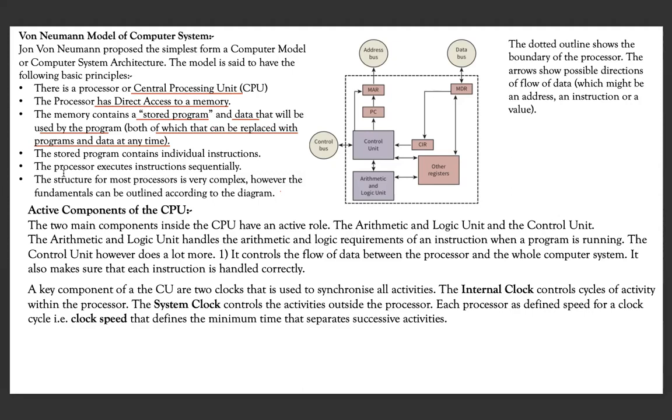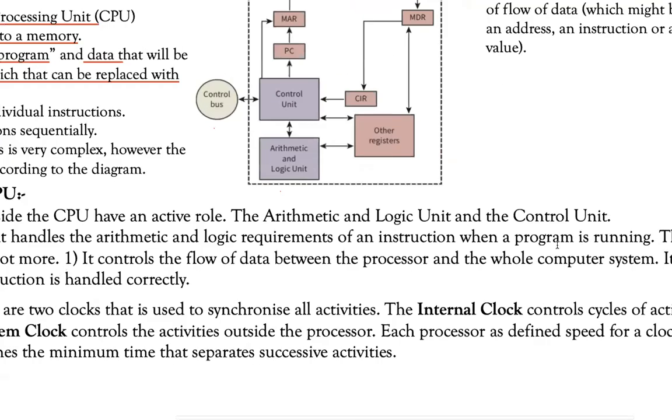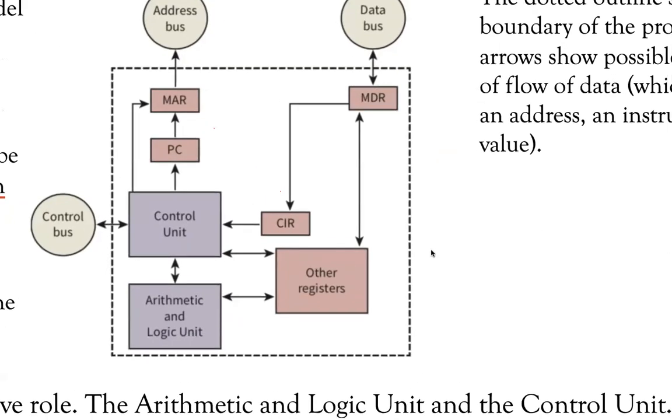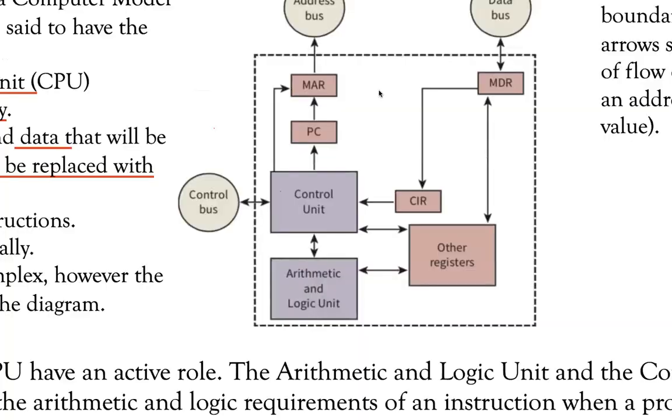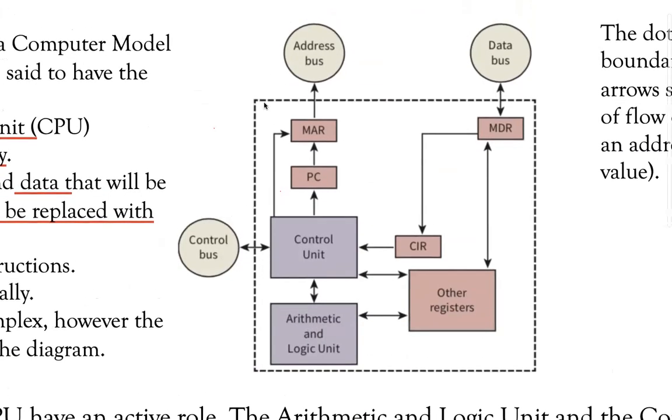The structure of most processors is very complex. However, the fundamentals can be outlined in a diagram. Now let's look at the diagram first. I'll be sharing the link for the notes as well, but the details basically revolve around what's happening in this diagram. This dotted line that you see here reflects the boundaries of our processor, so anything outside of this dotted line is not actually part of the processor. As you can see here, we've got three buses connected with the processor and leading outwards from the processor.